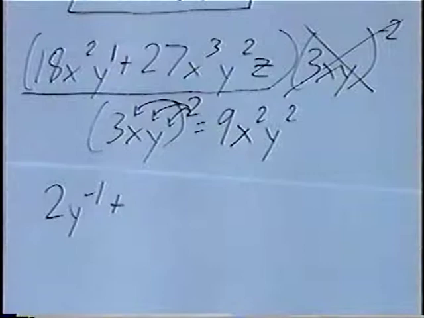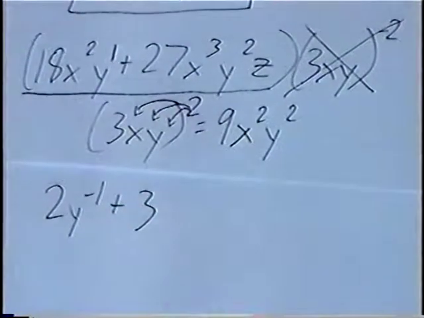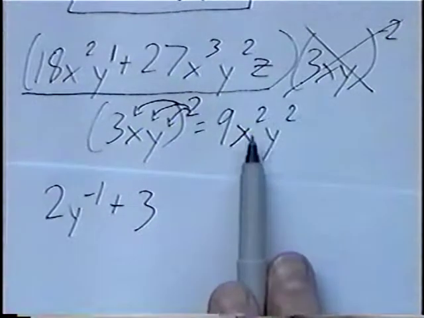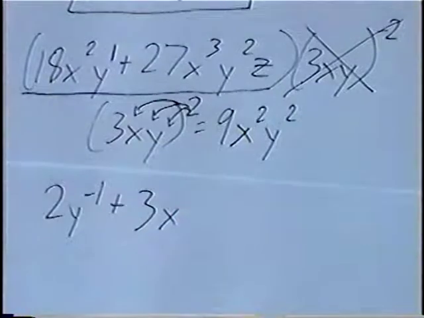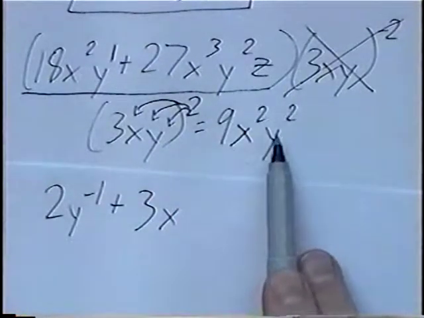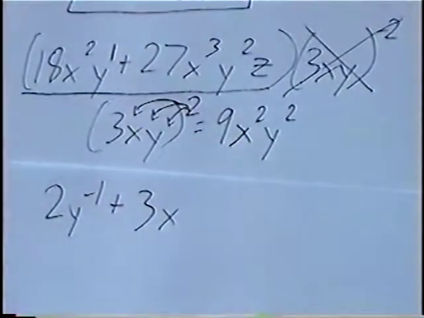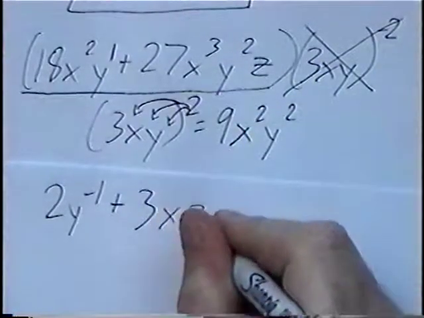Plus the second term, 27 divided by 9 would be 3. X cubed divided by x squared, subtracting the exponents, we'll have x. Y squared divided by y squared would cancel out, and we'll have a single z left over.